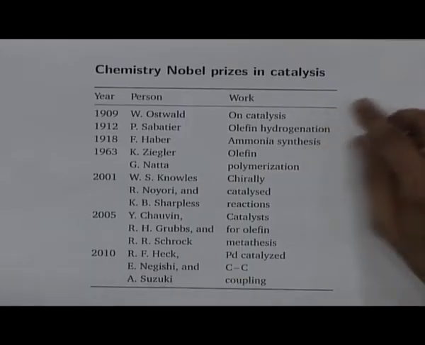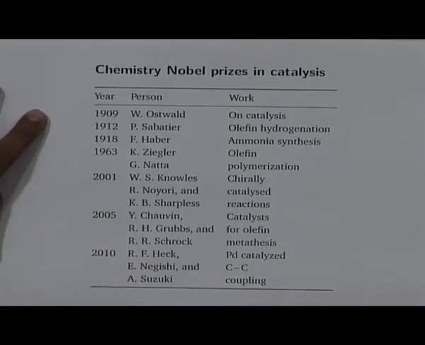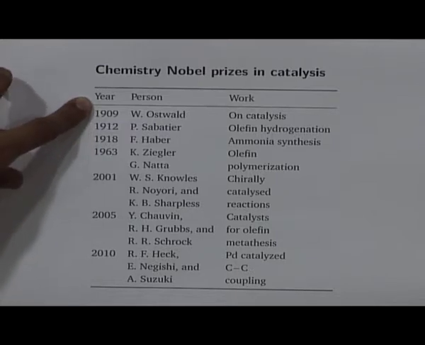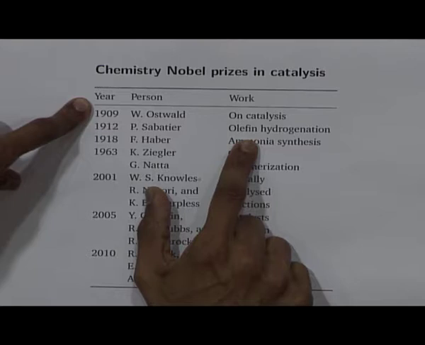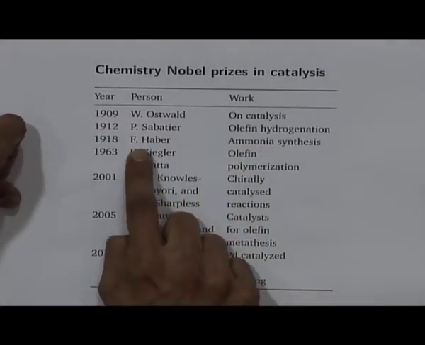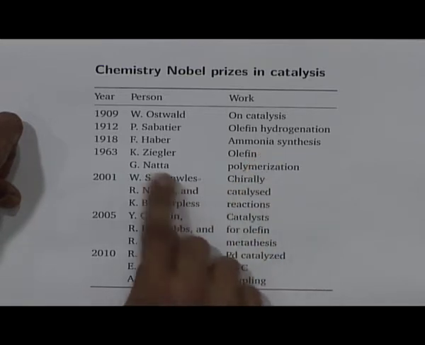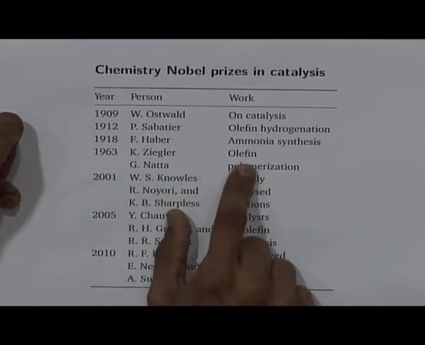And here I have listed some of the big players who have got the Nobel Prizes in catalysis. It starts off with Wilhelm Ostwald in 1909 for fundamental work on catalysis, Paul Sabatier for olefin hydrogenation, which is something that we use to make dalda, Fritz Haber for the ammonia synthesis, still used very extensively to this day, Ziegler and Natta for their catalyst for olefin polymerization.